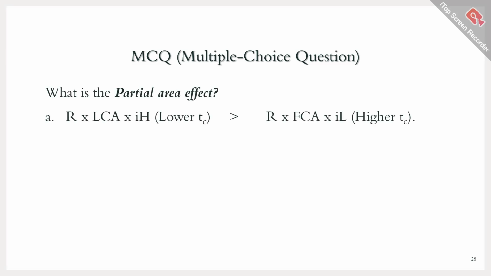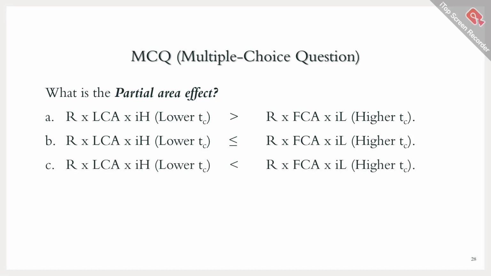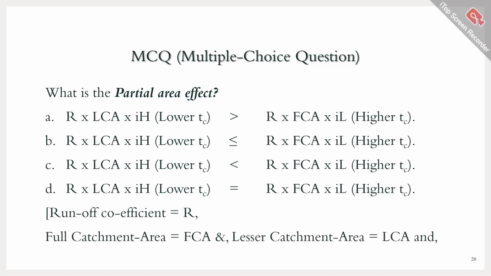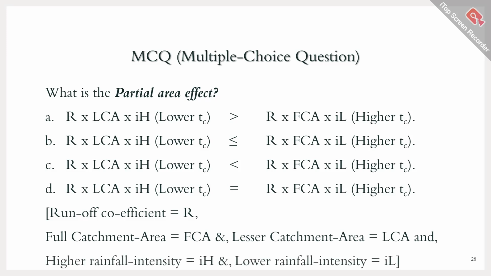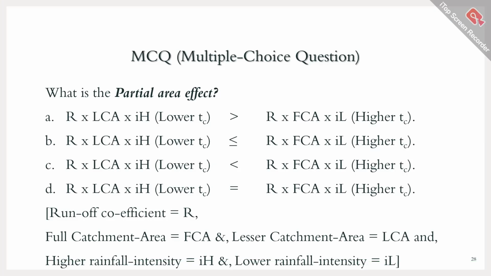What is the partial area effect? There are four options: greater than, less than or equal to, less than, and equal to. There are terminologies used in these relations. We have assumed runoff coefficient equals capital R, full catchment area equals FCA, lesser catchment area equals LCA, higher rainfall intensity equals IH, and lower rainfall intensity equals IL. This we have assumed.